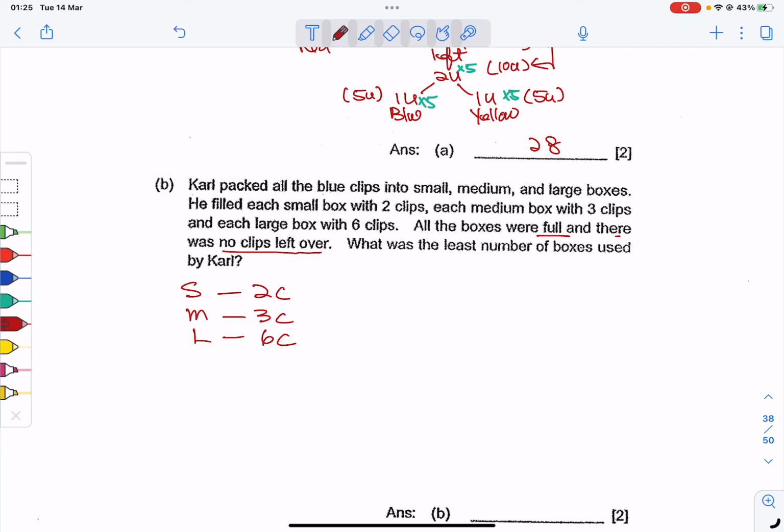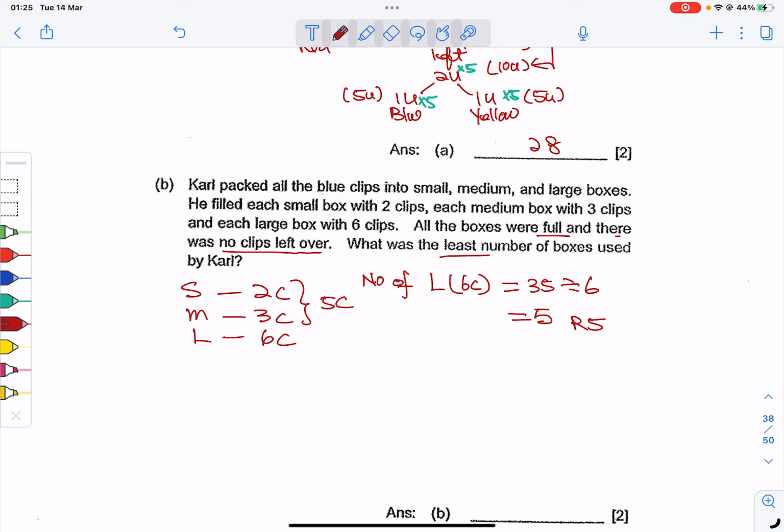So, since they want the least number of boxes, we fill all the large boxes first. So, number of large, which is a 6 clip box, is we take 35 divided by 6. If you take 35 divided by 6, you will have 5 boxes, and you have a remainder of 5. So remainder of 5, notice these two add up to 5 clips. So we must have one small and one medium size.